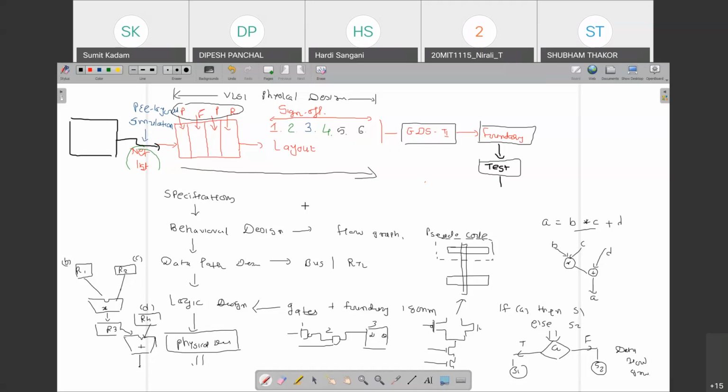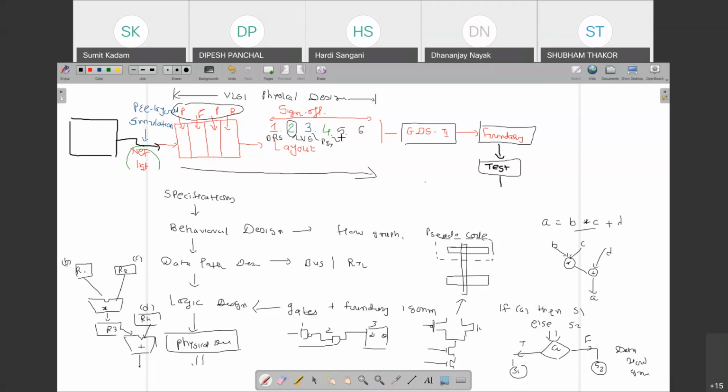Yes, more questions. Sir, what was the second step for sign off? Second step after sign off? This is LVS, this is DRC, this is parasitic extraction. Yes, sir, the LVS one, sir.